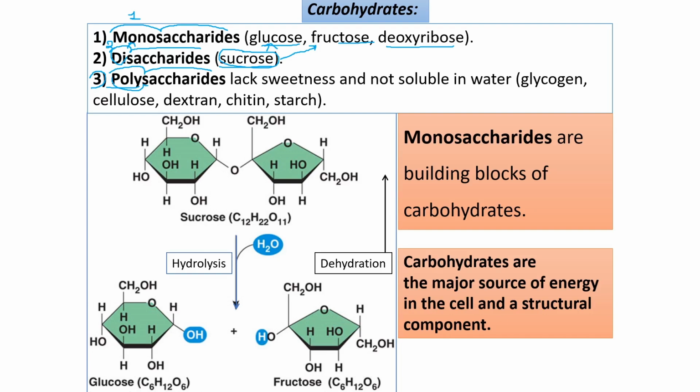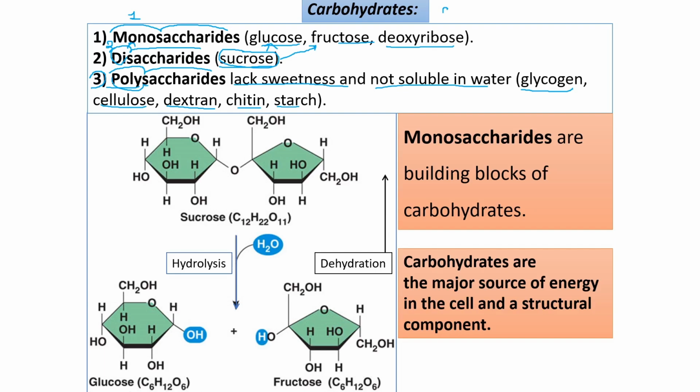Usually carbohydrates are sweet, but polysaccharides lack sweetness, they're not sweet, and they are also not soluble in water, compared to disaccharides and monosaccharides, which are the opposite. They are hydrophilic, they are soluble in water. Polysaccharides are not soluble in water. Examples are glycogen, cellulose, dextran, chitin, and starch.